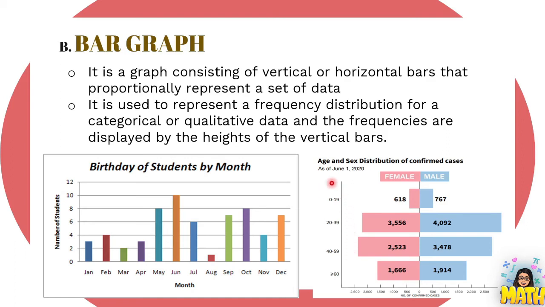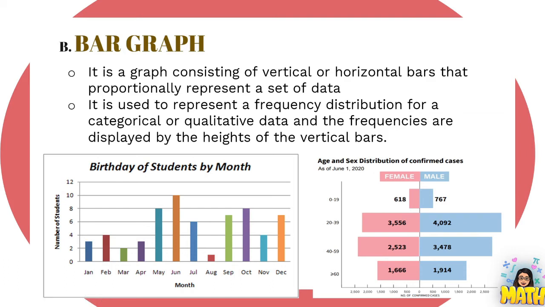For example, COVID cases from 0 to 19 years old, 618 for female, 767 for male. Ang may mga pinakamaraming cases in terms of female ay nasa age na 40 to 59, while sa male naman, ang pinakamarami is yung nasa age 20 to 39 years old.